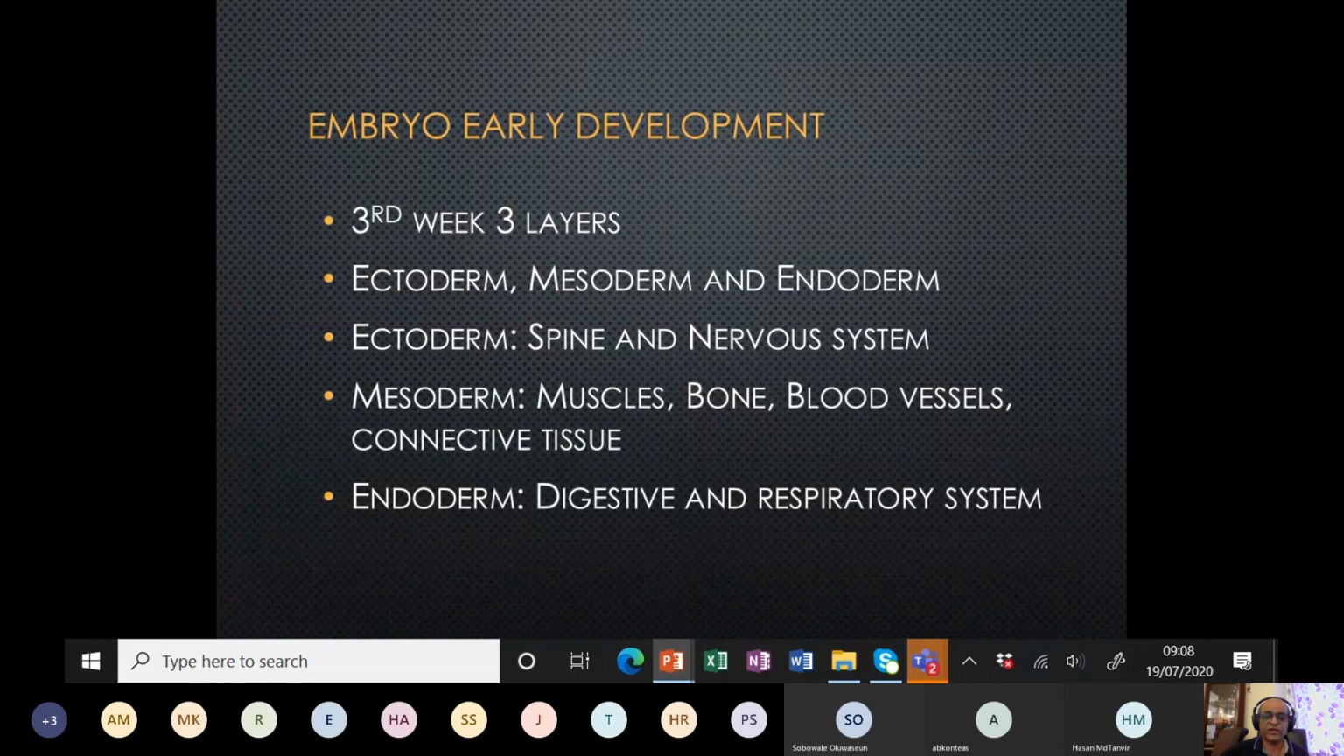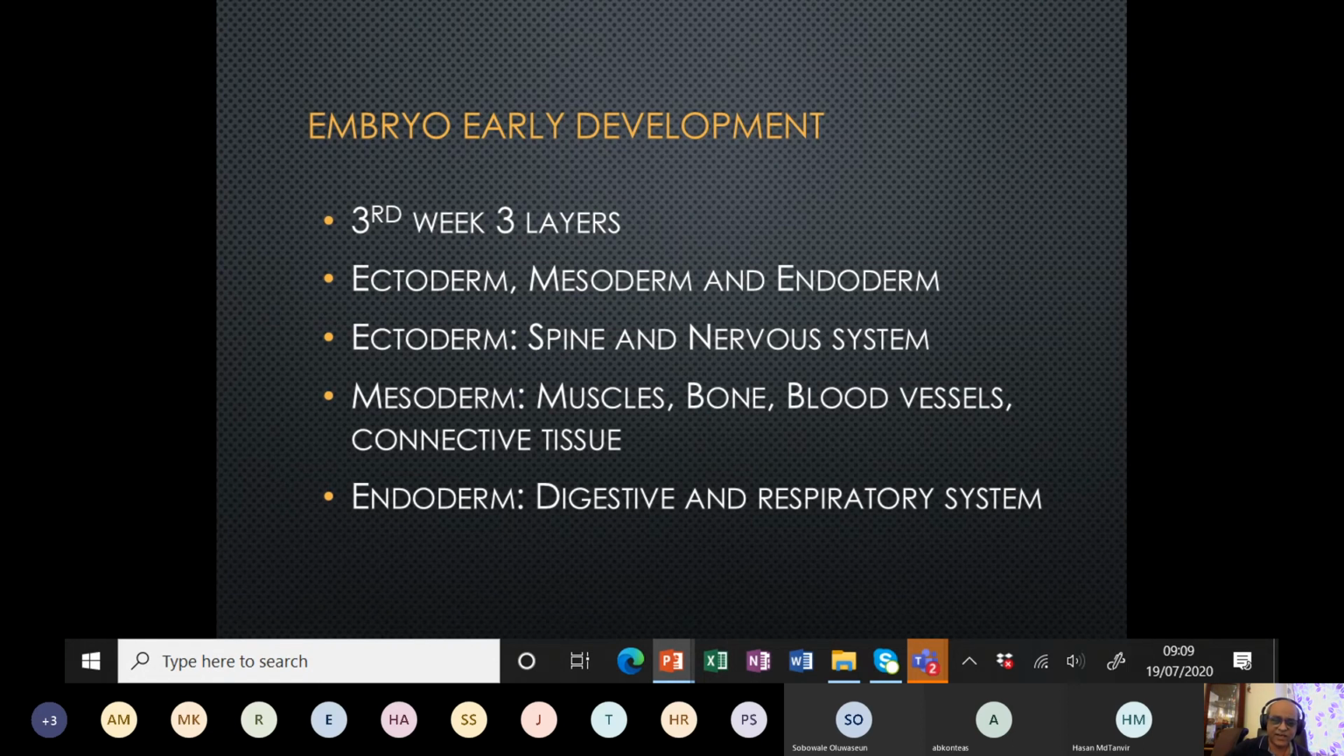Ectoderm, which is going to give rise to the nervous system and the spine, and the surface structures. The mesoderm, which will form muscles, the bones, the connective tissue surrounding them. So in fact, the skeletal system, the musculoskeletal system, which will surround the developing nervous system. And finally, the endoderm, which will form the respiratory and digestive tract, which will be on the ventral aspect.